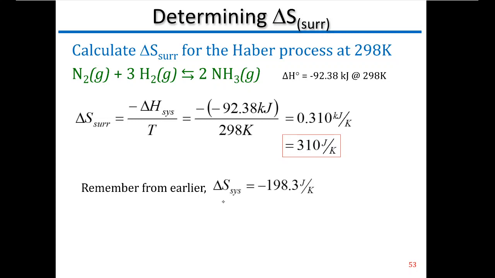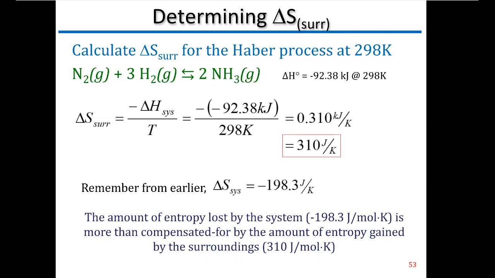So if you remember earlier, delta S of the system for this process was minus 198.3 joules per Kelvin. So if we look at how much is lost by the system and how much is gained by the surroundings, the amount of entropy lost by the system, minus 198.3 joules per mole Kelvin, is more than compensated for by the entropy gained by the surroundings, which is 310 joules per mole Kelvin. So overall, we're increasing entropy. So the process is still allowed. Even though the entropy of the system decreased, the entropy of the surroundings increased, so therefore, delta S of the universe is still increasing, so we have an allowed process.